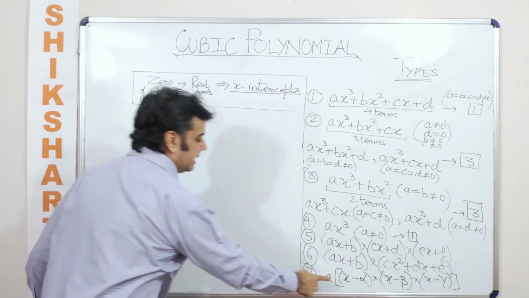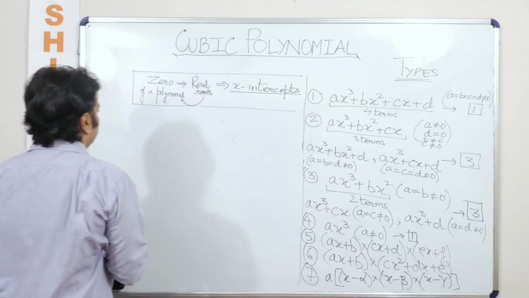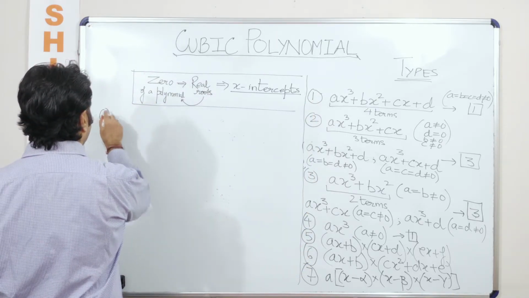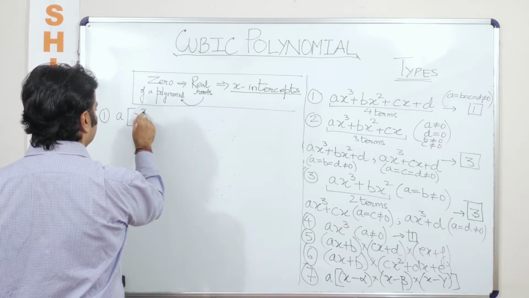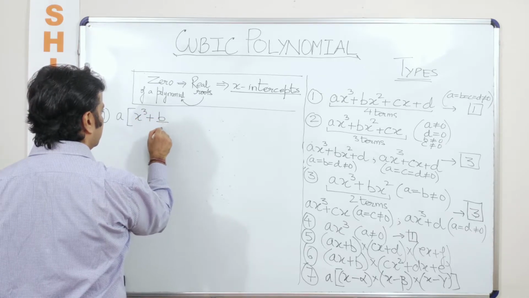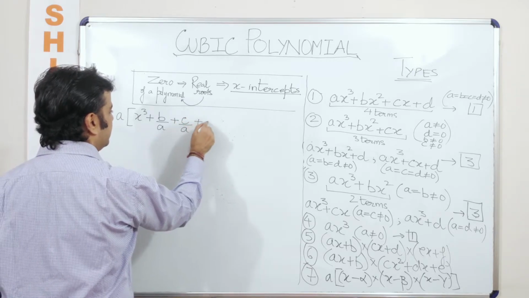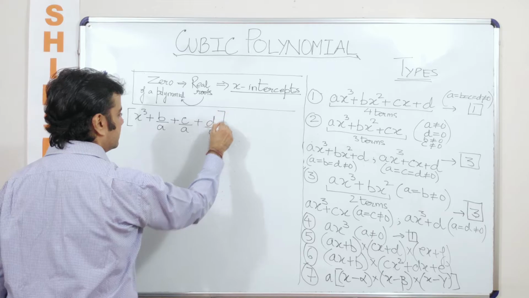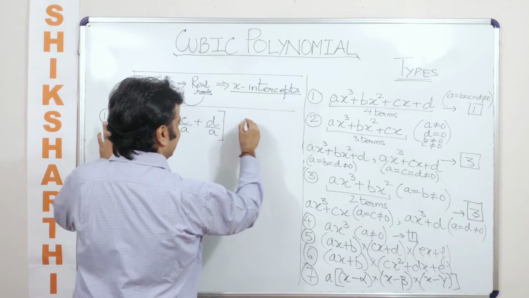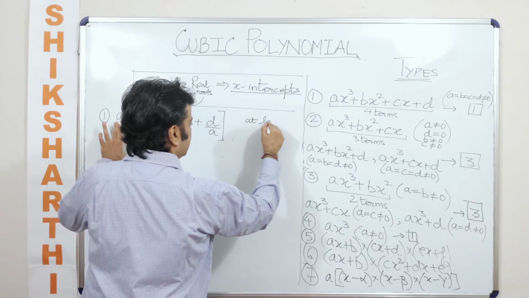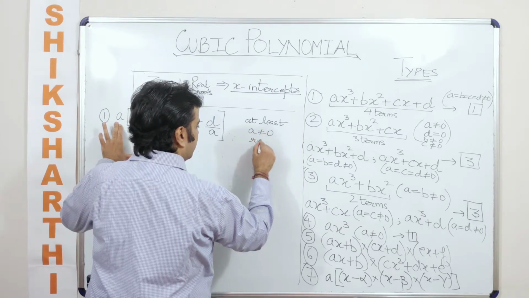So now if I take this up and compare, let us say, the first type with the 7th type. The first type, I can rewrite as a times of x cube plus b by a x square plus c by a x plus d by a. I can rewrite it like this, keeping in mind that at least a is non-zero, a is a non-zero real value.